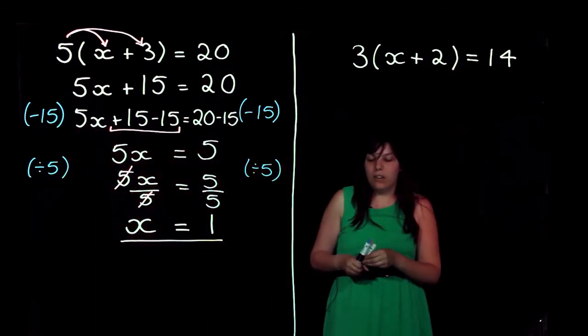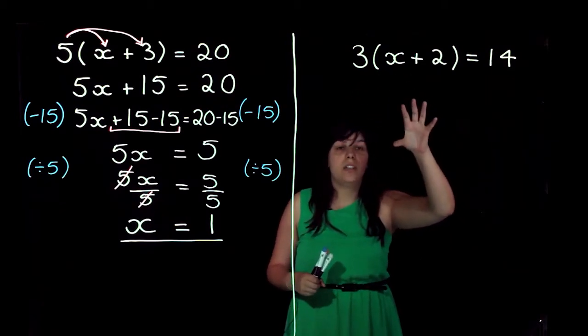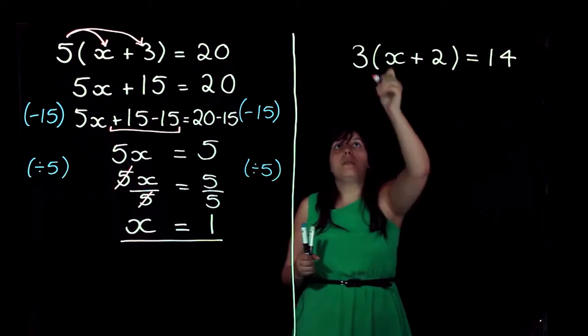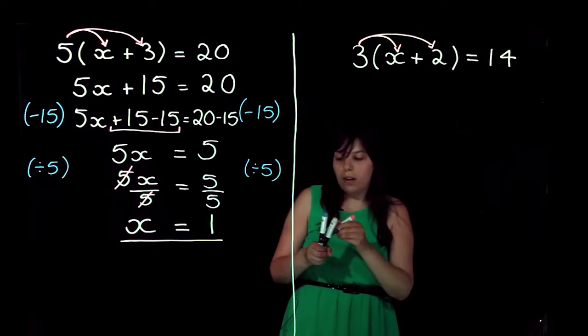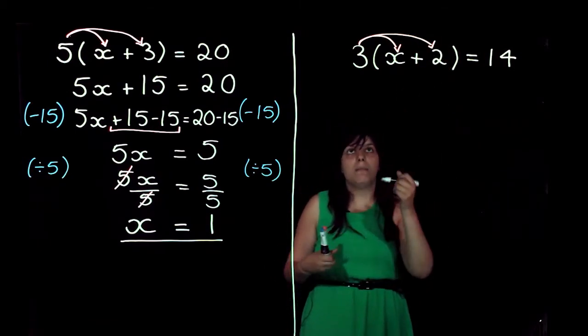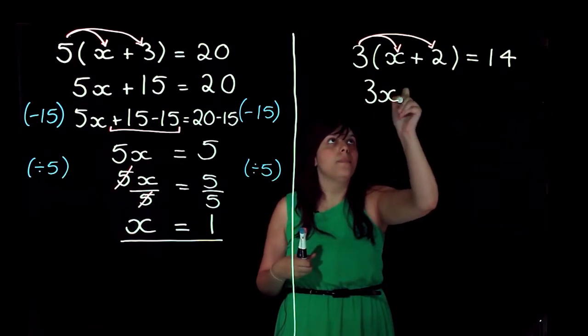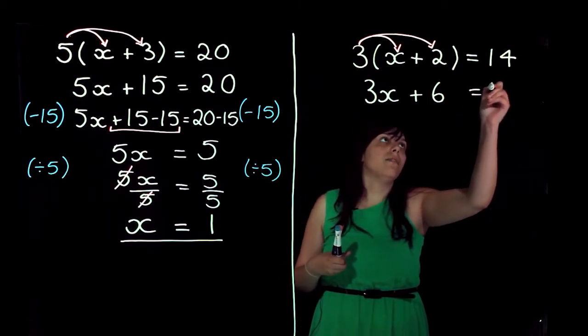If I move to this side, I've got 3 times x plus 2. So that means 3 lots of x plus 2. So I'm going to multiply out my brackets. So 3 times x, because of my little invisible sign, is going to give me 3x. And 3 times 2 is going to give me 6. And on this side, I've got 14.